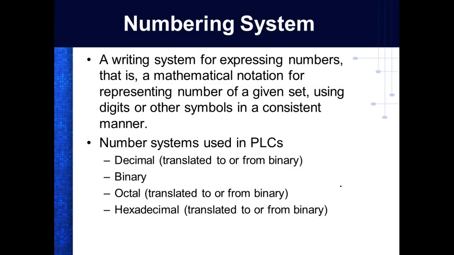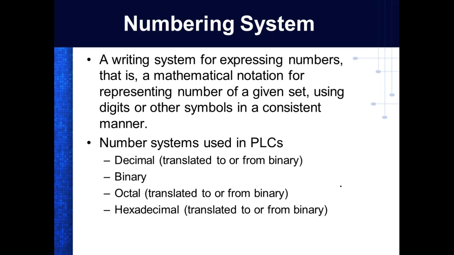Numbering system: a writing system for expressing numbers, a mathematical notation for representing numbers of a given set, using digits or other symbols in a consistent manner. And these are symbols, so we learn symbols, right? You understand that? And we know the symbols we use to represent the weights 0 through 9. So these are the number systems that PLCs use.